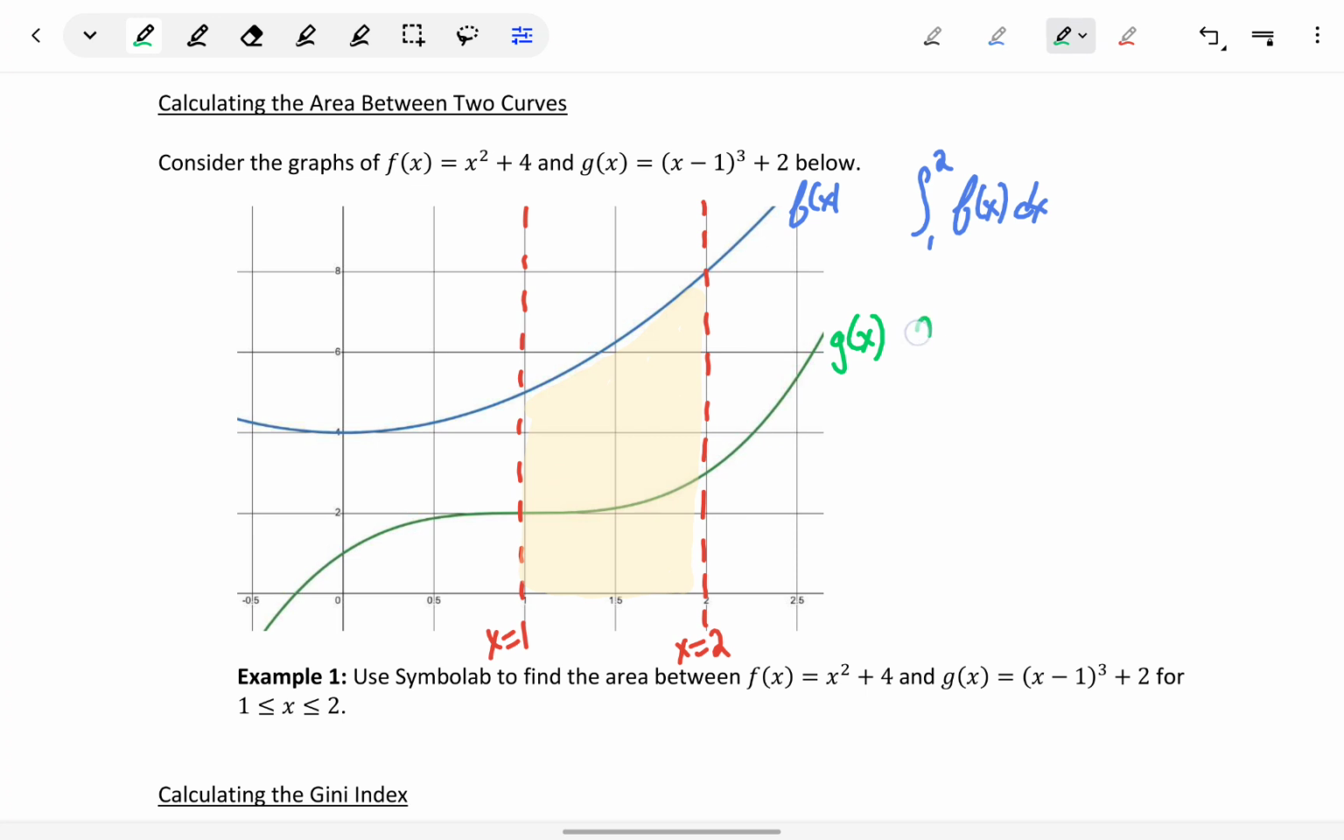We could also look at calculating the integral from x equals 1 to 2 of g of x dx, and that result would be the area between the curve in green, or our function g of x, and the x-axis.